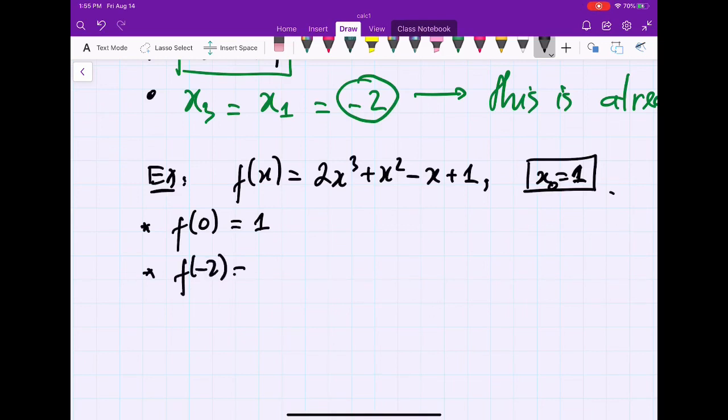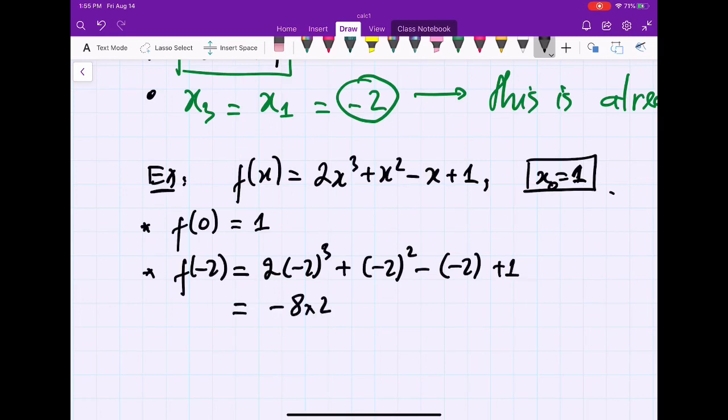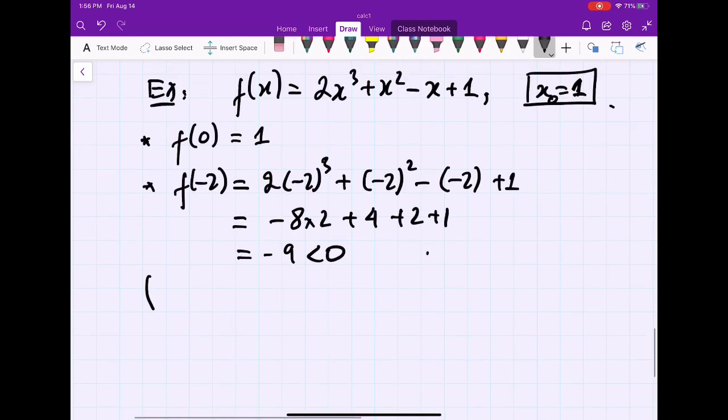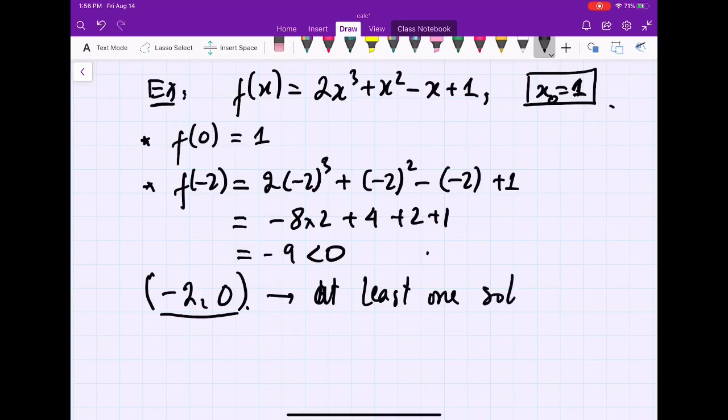f of -2 equals 2 times -2 cubed plus -2 squared minus -2 plus 1. So I have -8 times 2, plus 4, plus 2, plus 1. 16 minus 7 is -9, less than 0. Perfect. So we want to approximate the solution between -2 and 0, right? At least one solution, or between 1 and 0, whatever, right?